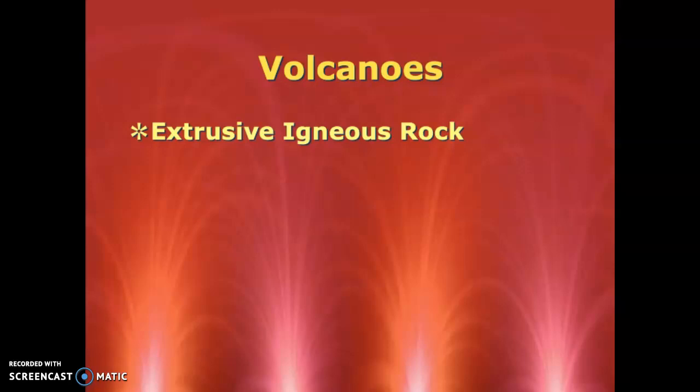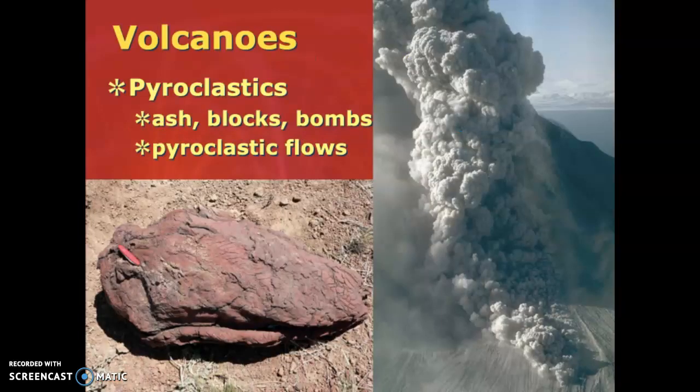So extrusive igneous rock forms when molten rock cools at the surface. So when it's extruded from the ground and lays on the surface, it cools and solidifies. So let's take a look at some of the materials that come out of a volcano. The first material would be pyroclastic material. Pyro means fire, and you probably remember the term clastic from sedimentary rocks. That refers to pieces of rock. So this is fiery pieces of rock.